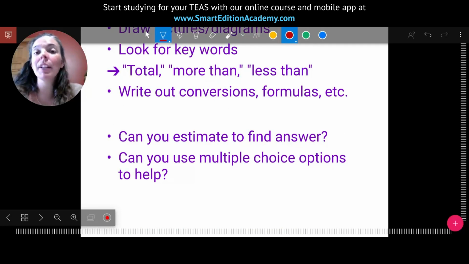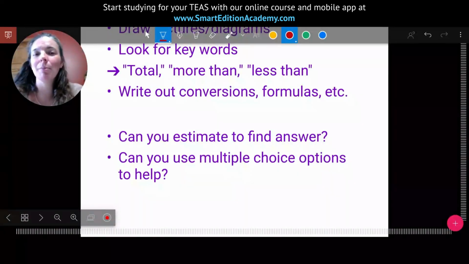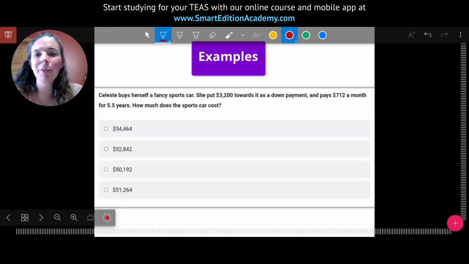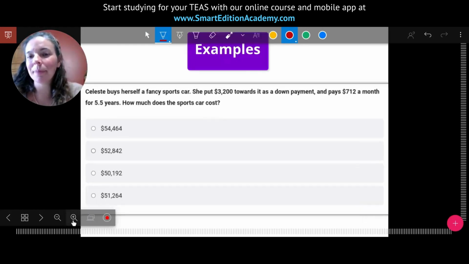Can you estimate to find the answer? If it's a multiple choice question, if you can estimate, you could save yourself some trouble with some more complex math by just using more friendly numbers. And then if you get stuck, can you use multiple choice options to help you? Okay, so let's do a few examples before we run out of time.